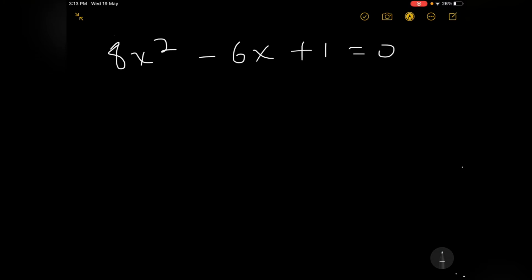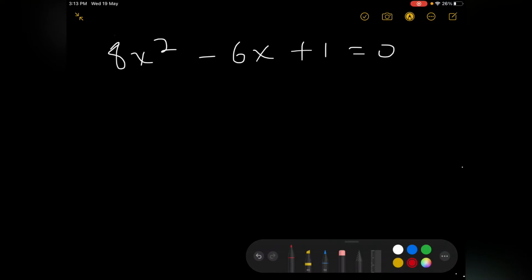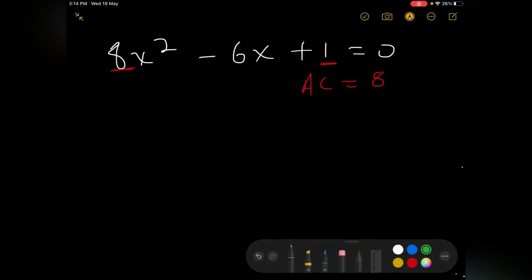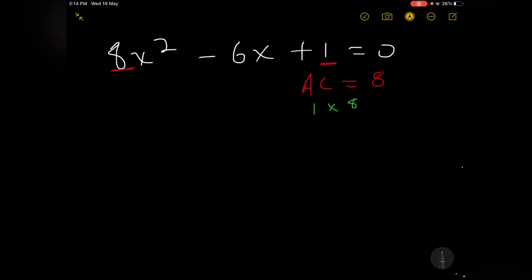For our next example, we have 8x squared minus 6x plus 1, and that's equal to 0. Remember, the first step is to multiply a by c. So ac would be equal to 8 in this case, because 8 times 1 is equal to 8. Now we want to find factors of 8 that when we add them, we get negative 6. So let's write some factors of 8. So factors of 8 include 1 and 8, 2 and 4, negative 2 and negative 4, negative 1 and negative 8 to get a positive 8.